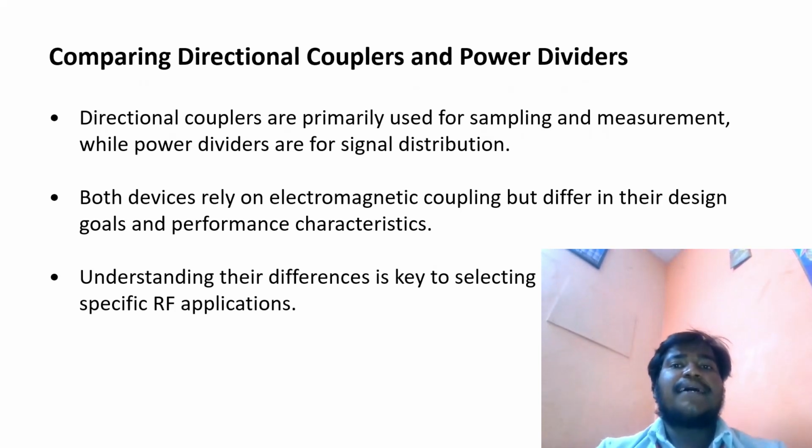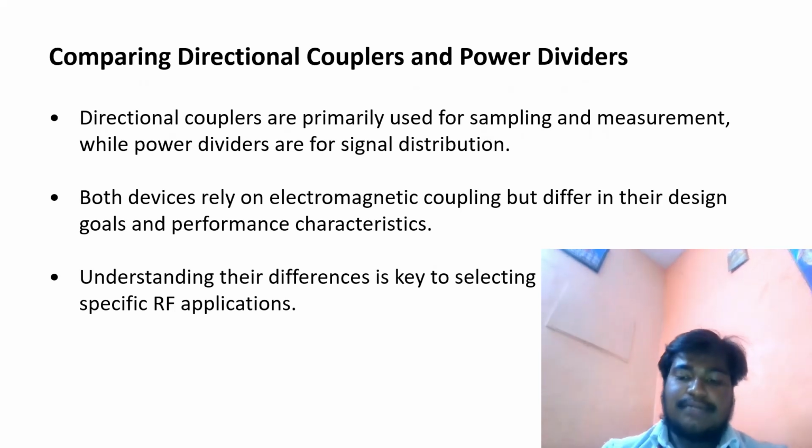Comparing directional couplers and power dividers. Directional couplers are primarily used for sampling and measurement, while power dividers are for signal distribution. Both devices rely on electromagnetic coupling but differ in their design goals and performance characteristics. Understanding their differences is key to selecting the right component for specific RF applications.